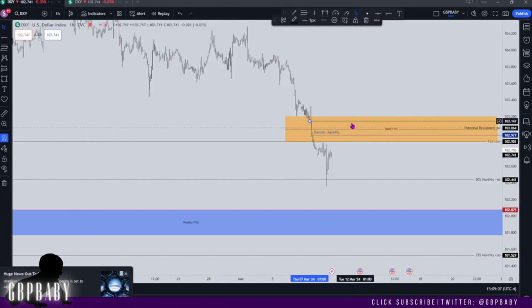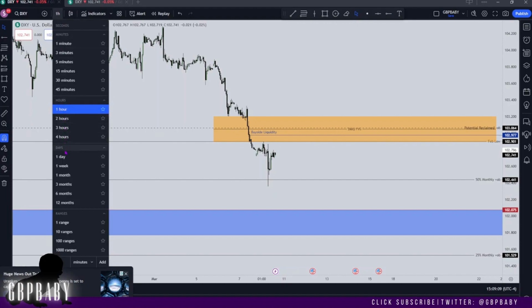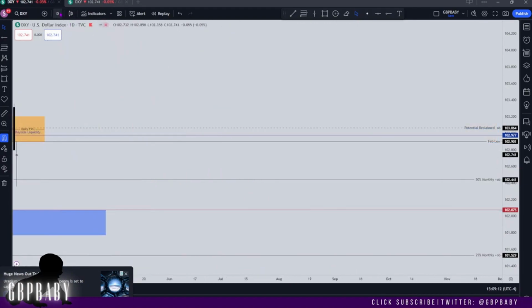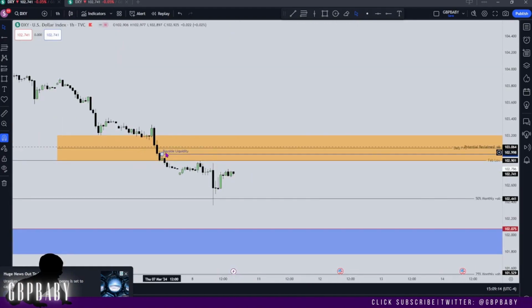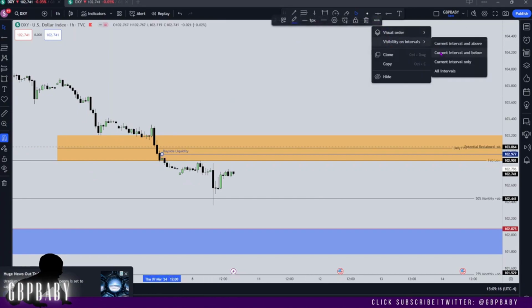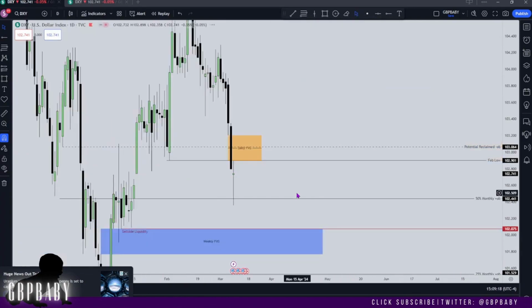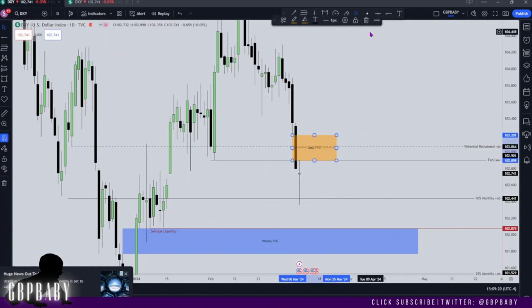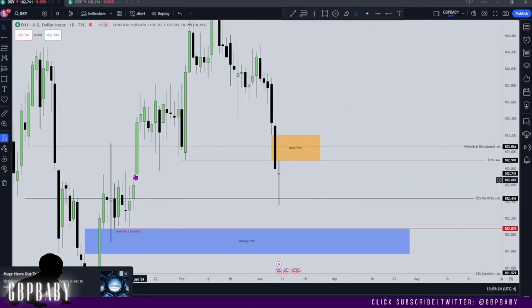So I'm going to get rid of some stuff here just to make it a little bit more clean, and I do want to go to the daily real quick. Let me just clean this up real quick. If we go to the daily, and I'm going to take out this midpoint because that's just going to confuse me. This volume imbalance, now we did wick through it, but we still haven't closed below it. So price is still going to use this as a reference point.